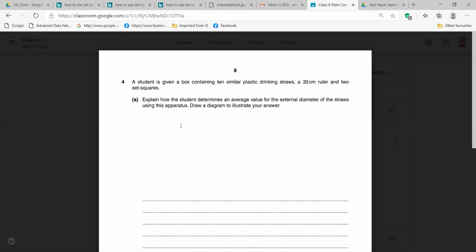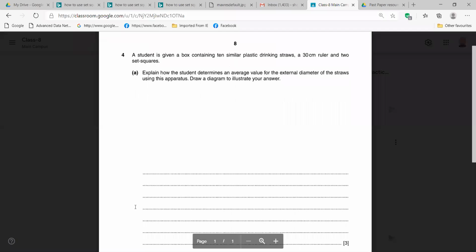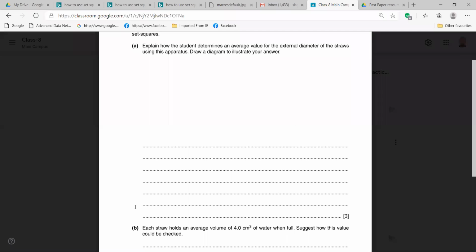Look, this place is for the diagram and this place is for writing those things you are doing, those steps you are doing. So what are the steps? The first step, can anyone tell me? You wrote last week. Sir, the first step is to draw the 10 straws side by side. Then beneath the straws, we will draw a scale, and at each side of the straws, we will draw 2 set squares.